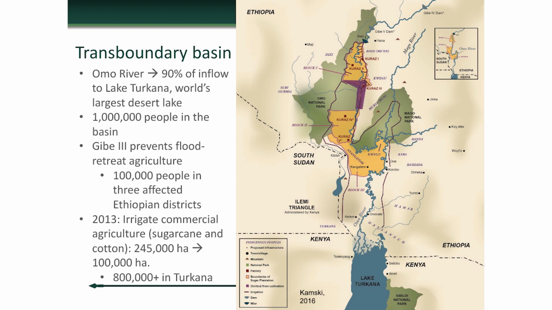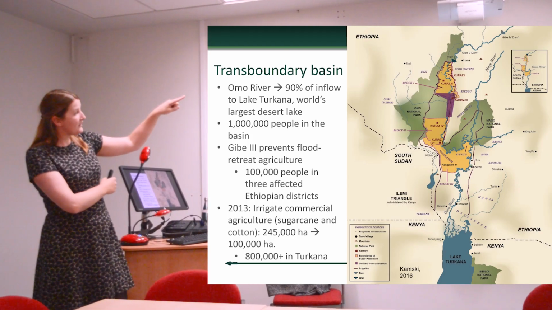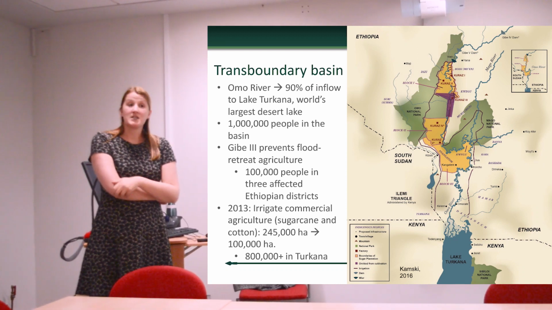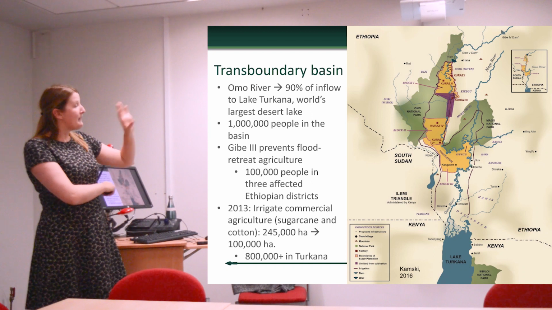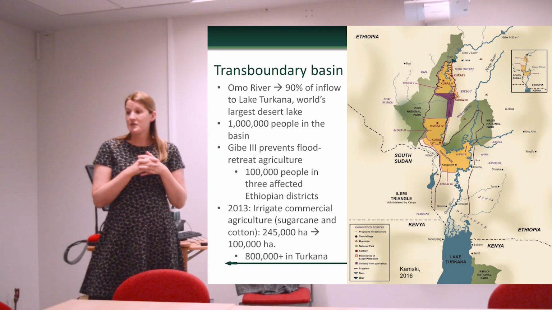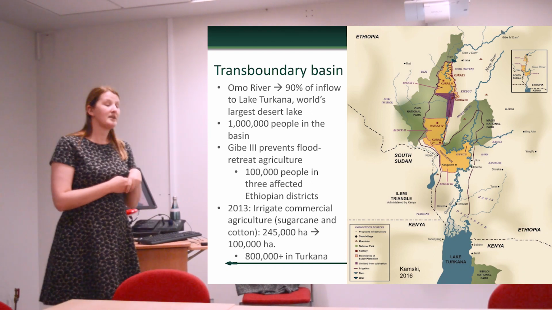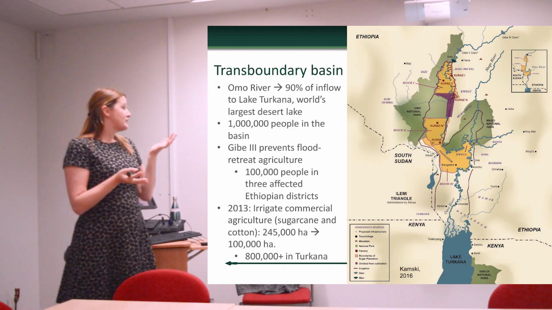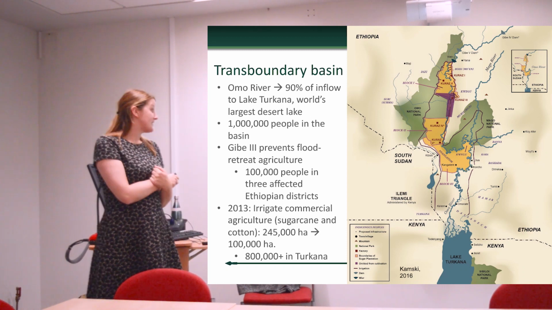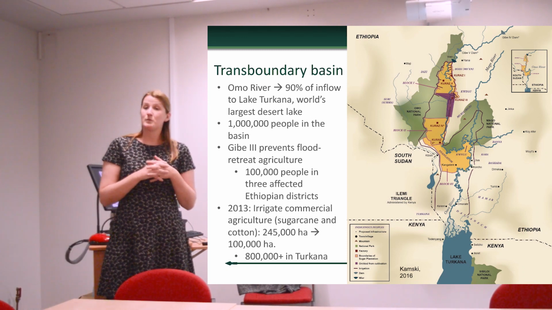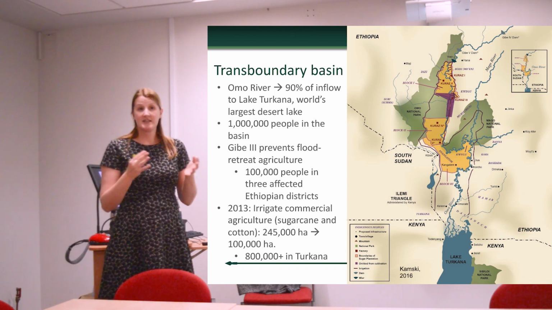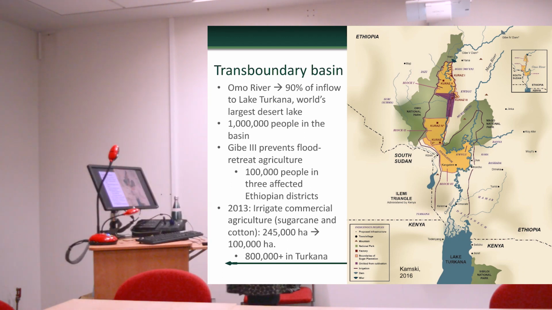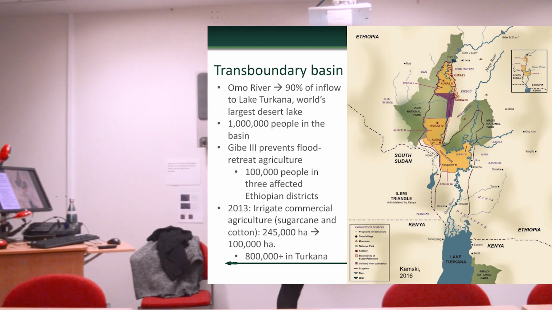Because this is a transboundary river, the Omo River, as it winds through, is responsible for 90% of the inflow to Lake Turkana in northern Kenya. There are about 1 million people in the basin, full stop. The majority of them are on the Kenyan side around Lake Turkana and in the county of Turkana. There are about 200,000 people on the Ethiopian side, and about 100,000 of those were dependent on flood retreat agriculture, which obviously is now not feasible.